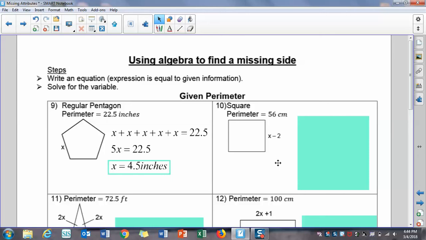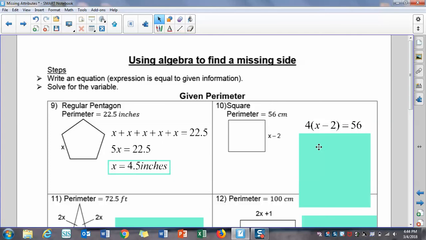Alright, example 10. We have a square and the perimeter of the square is 56 centimeters. So that means I added all 4 sides, and all 4 sides are the expression x minus 2. So that means I'm going to be adding x minus 2 4 times. So what I did is just a little different approach. If I know I have 4 of those, I can multiply it by 4.